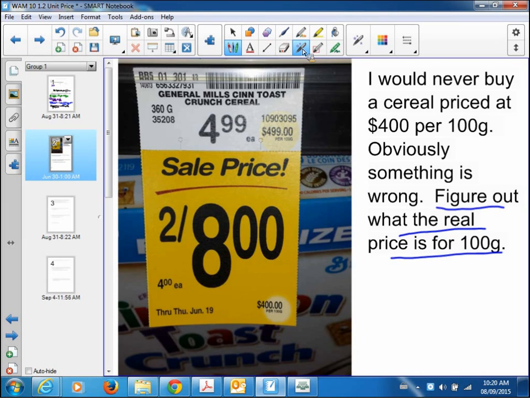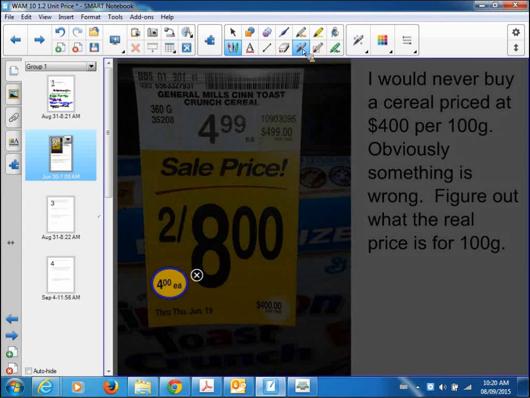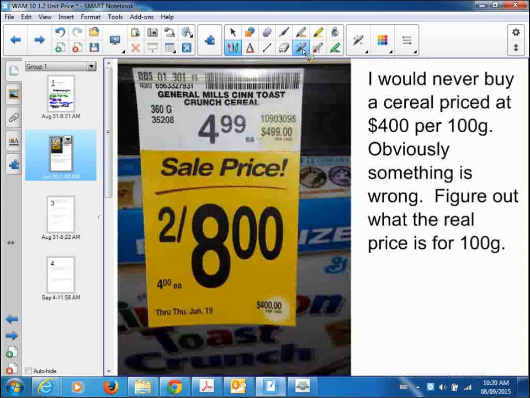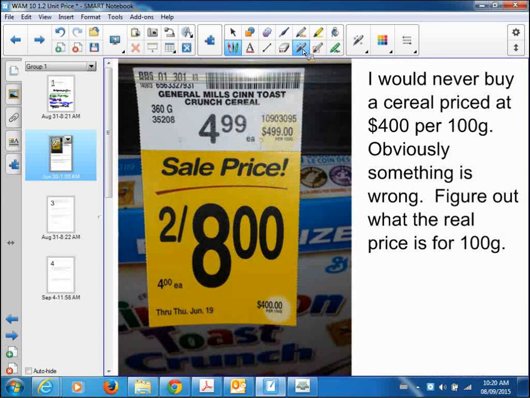Well, let's take a look here. Got a few things here. This is Cinnamon Toast Crunch cereal. That's great. But it's actually 360 grams for $4 each, right? 2 for $8. Often, some places you don't have to actually buy the two. You don't have to spend $8. You can buy one box at that sale price. Some places you can't. Be careful.